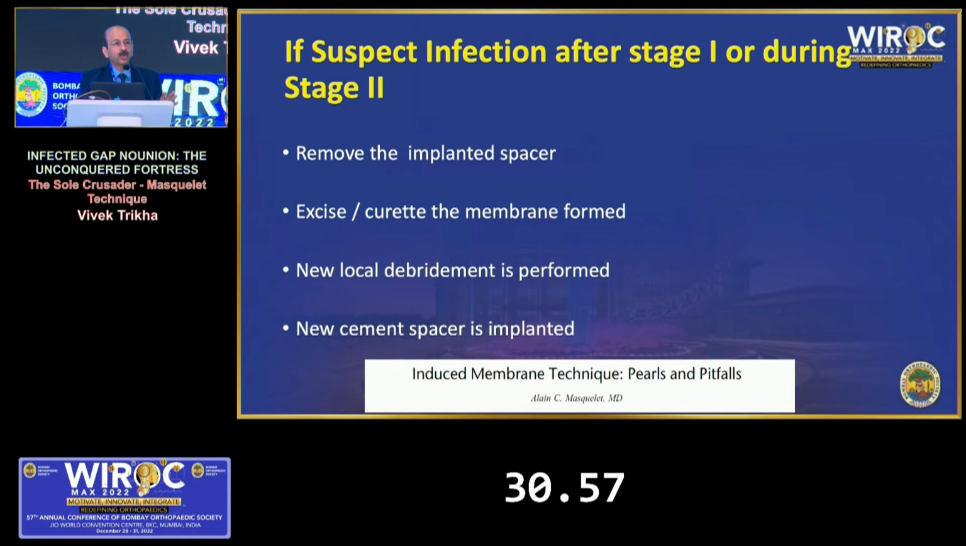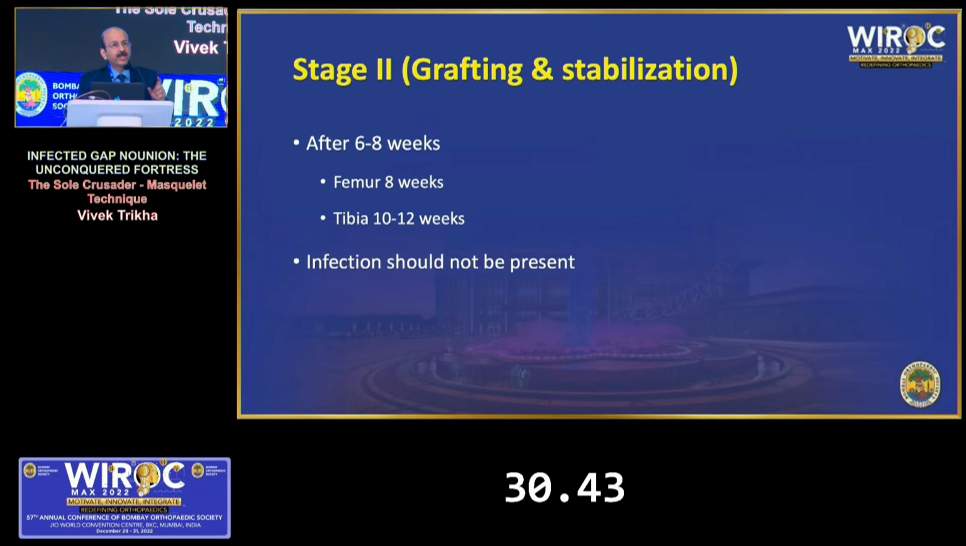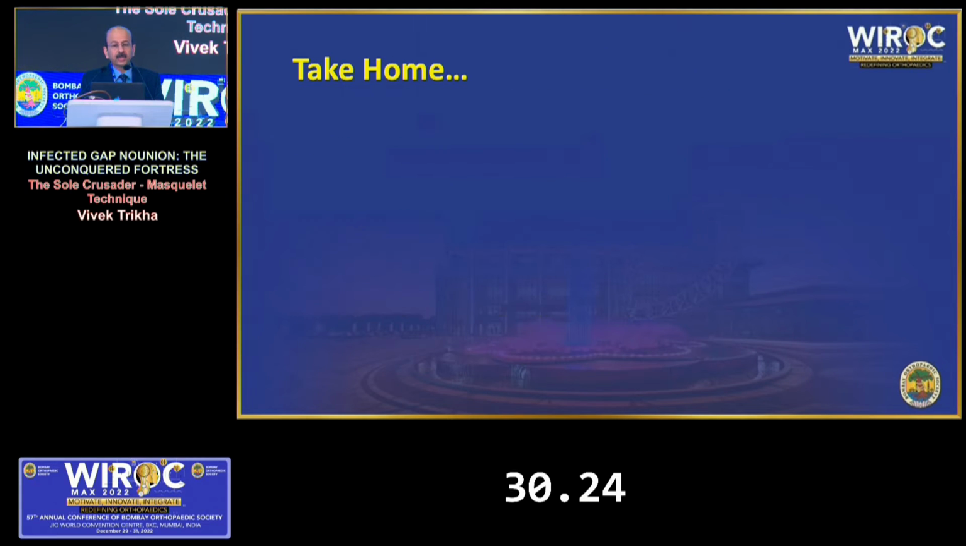Just don't put in your bone grafts out there. When you do a bone grafting and stabilization, usually you do it at 6 to 8 weeks, especially in femur, it is very effective at around 8 weeks. Tibia takes longer when you are doing it in Masquelet. Infection you have to rule out by clinical, biochemical, as well as your observation intraoperatively. Use RIA or your bone substitutes. Instead of a fixator, convert it into a definitive fixation as well, which is an added advantage of a nail or a plate, which will help you give good results in Masquelet.